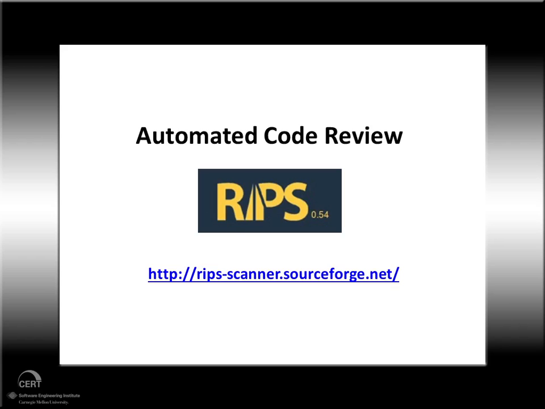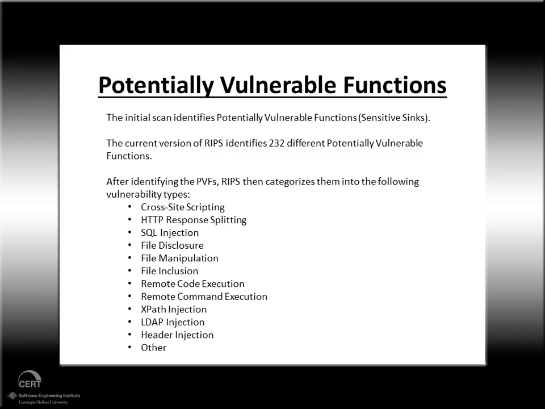The automated process that RIPS uses for its analysis is comprised of two main steps. It begins by analyzing the given source code and identifying any potentially vulnerable functions, otherwise known as sensitive sinks. RIPS is currently capable of identifying 232 different potentially vulnerable functions. Upon identifying the potential vulnerabilities, RIPS categorizes them among 12 vulnerability types.